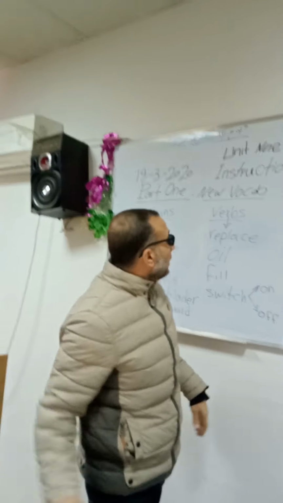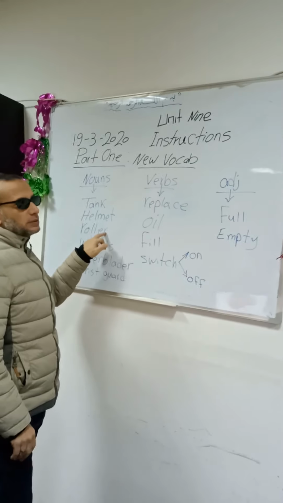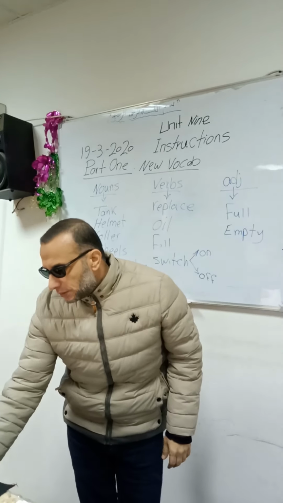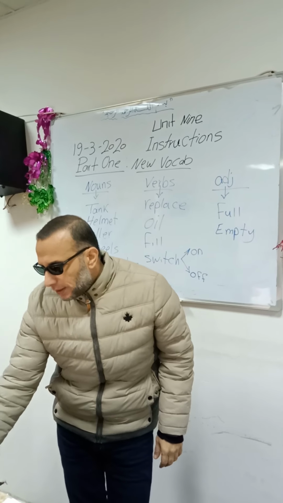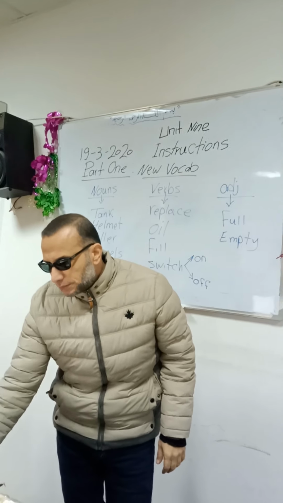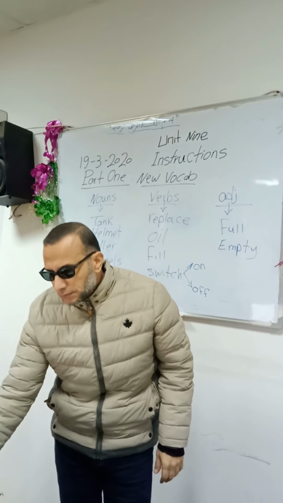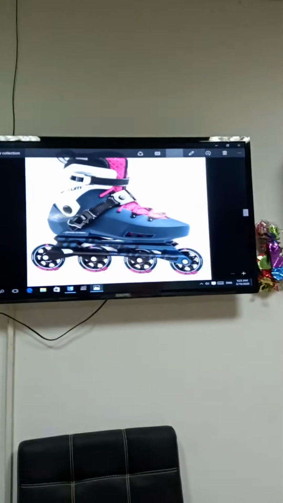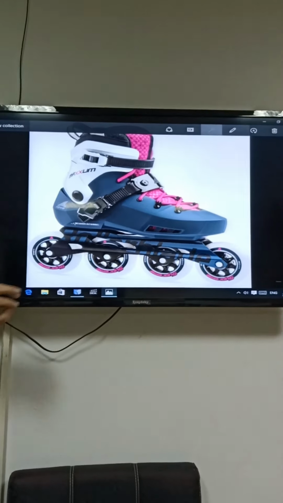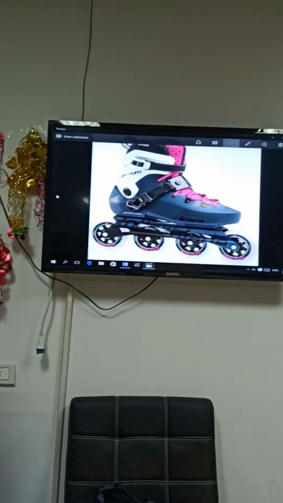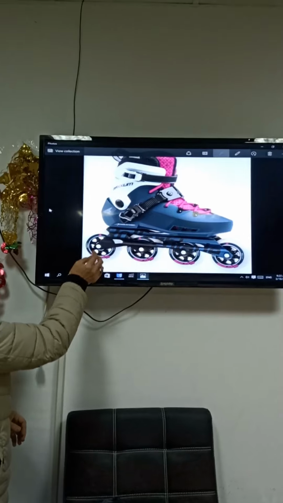Okay. The third word is roller. Roller is a special kind of shoes. We use it in some sports. Yes, this is the roller. It's a kind of sport shoes. We use it in some sports, and it has some small wheels.